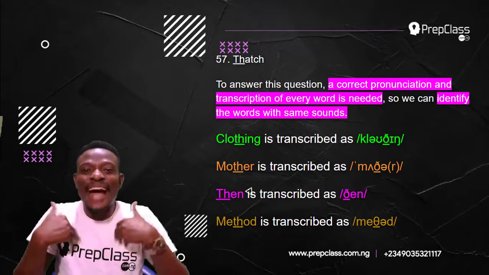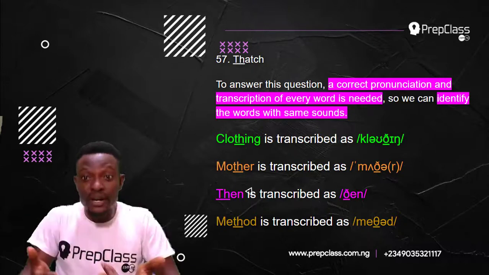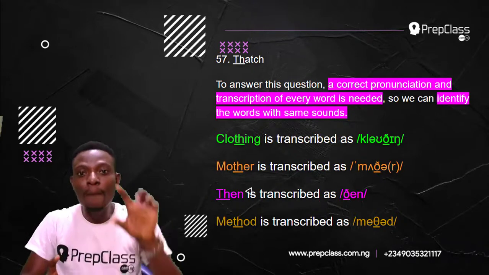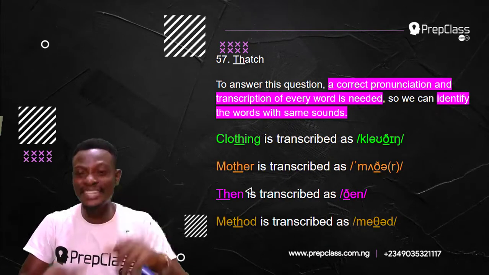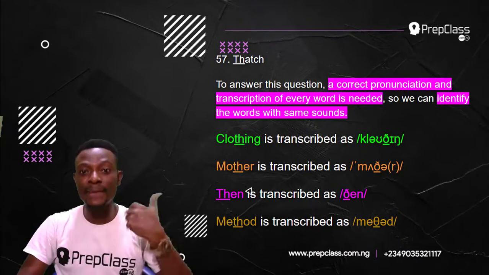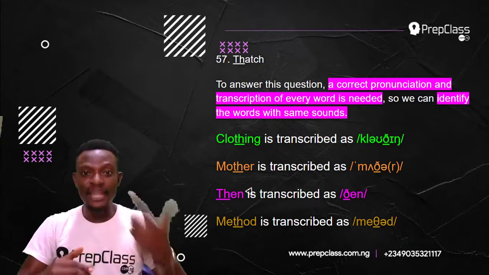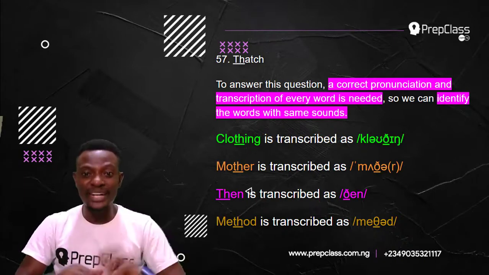Now, looking at the transcription of all of these words, we can see that it is only one option that has the same sound present in the position where we have TH in sash. And that option is method. When you pronounce sash, you can hear th. When you pronounce method, you can hear th.